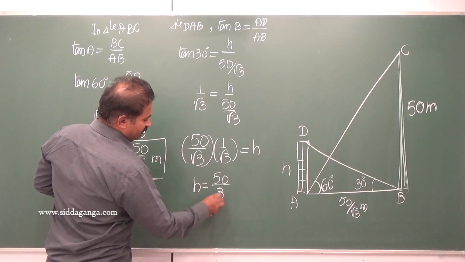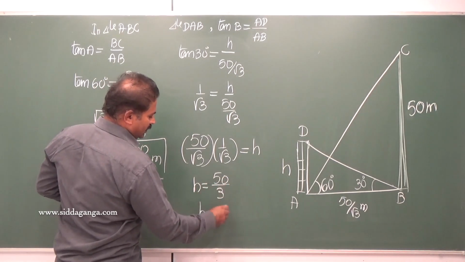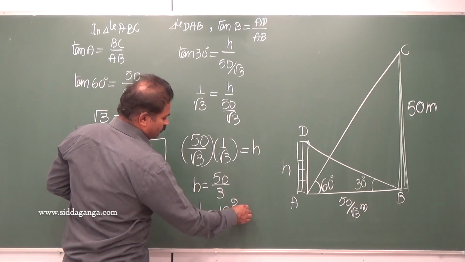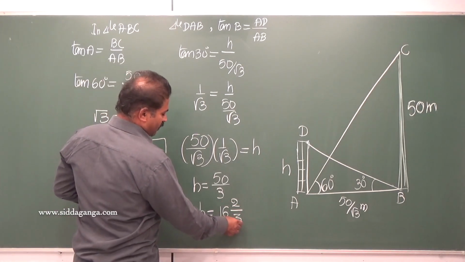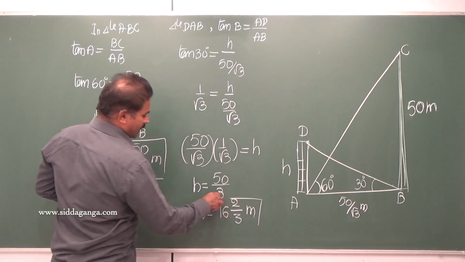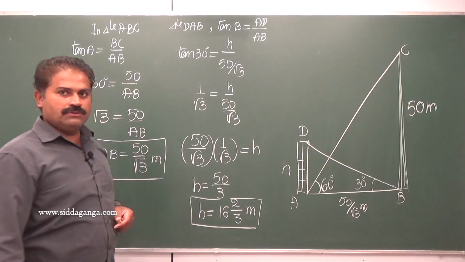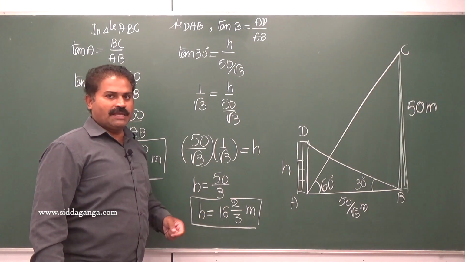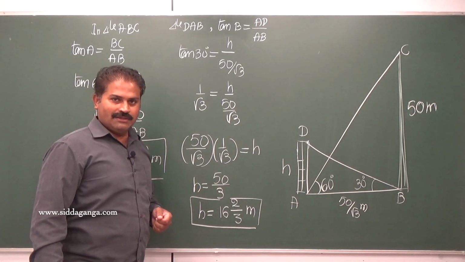And when you divide 50 by 3, so 3 ones are 3, you have 2 left, 20, 3 6 are 18, you are left with 2, you can put that in the numerator and you can write 3 as denominator. This is mixed form. 16 2 by 3 meters is the answer. So the height of the building is 16 2 by 3 meters. You can also write in decimals, but your textbook has given this, so we reduce the answer to 16 2 by 3. Okay.